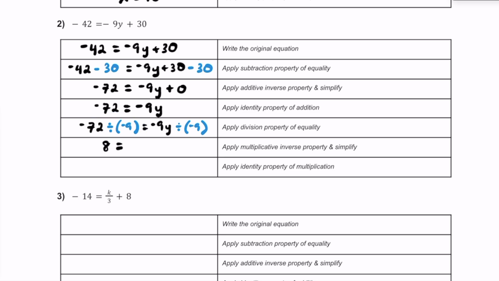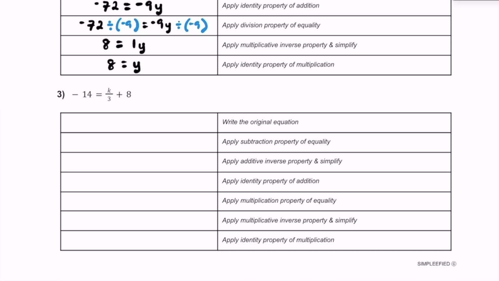And on the right side, we have negative 9y divided by negative 9, or negative 9 over 1 times negative 1 over 9. Those are multiplicative inverses, so we're going to get 1, so it's going to be 1y. And then using the identity property of multiplication, we can say that 8 is equal to y, or you could turn it around and say that y is equal to 8. All right, let's check out number 3.